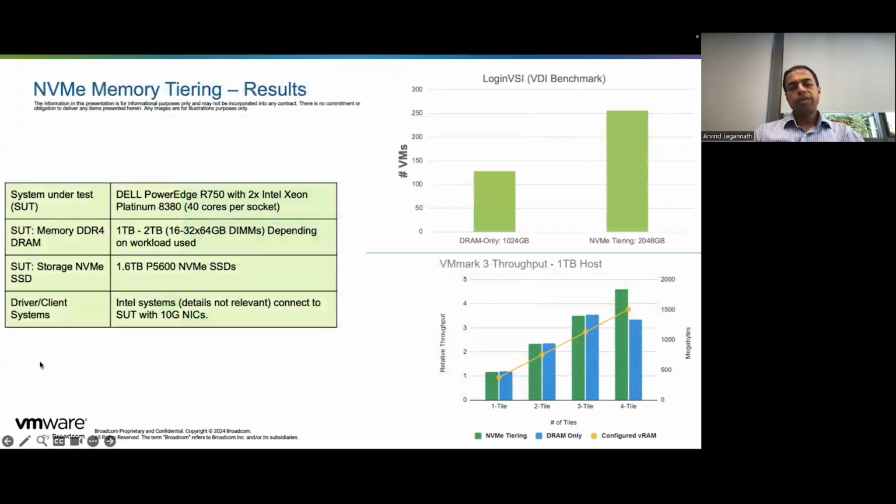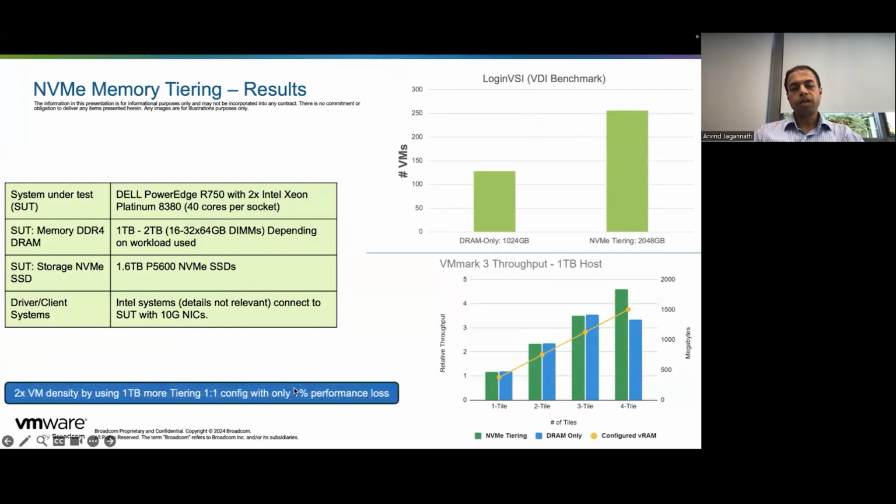So when you look at NVMe memory tiering results, let's look at some performance. We typically run a lot of benchmarks, and one of the benchmarks that is commonly used at VMware is the VDI benchmark with Login VSI. So this graph shows that without significant loss in performance, we are able to scale and improve the capacity by twice just by having a system that has NVMe tiering.